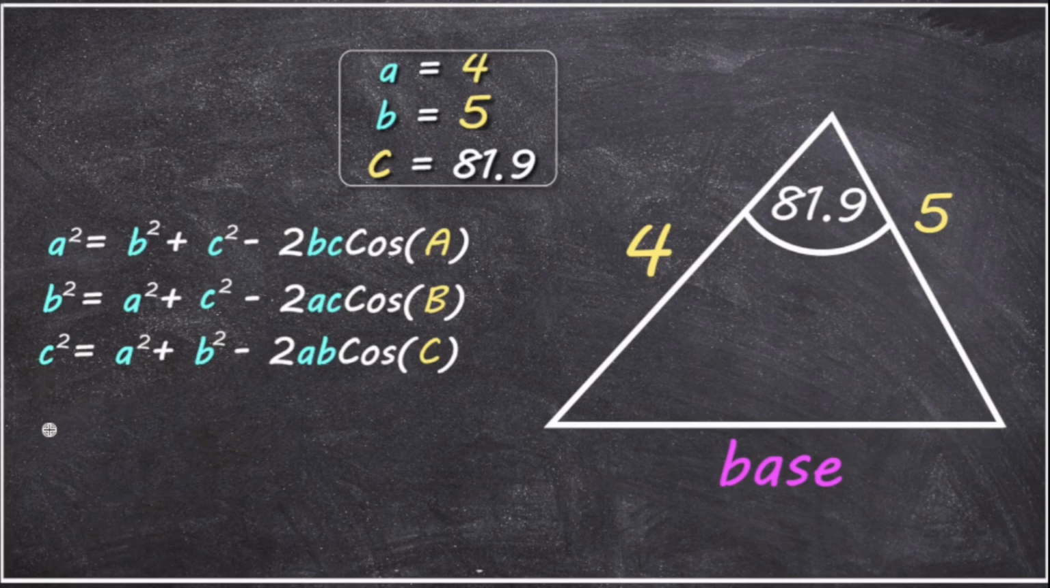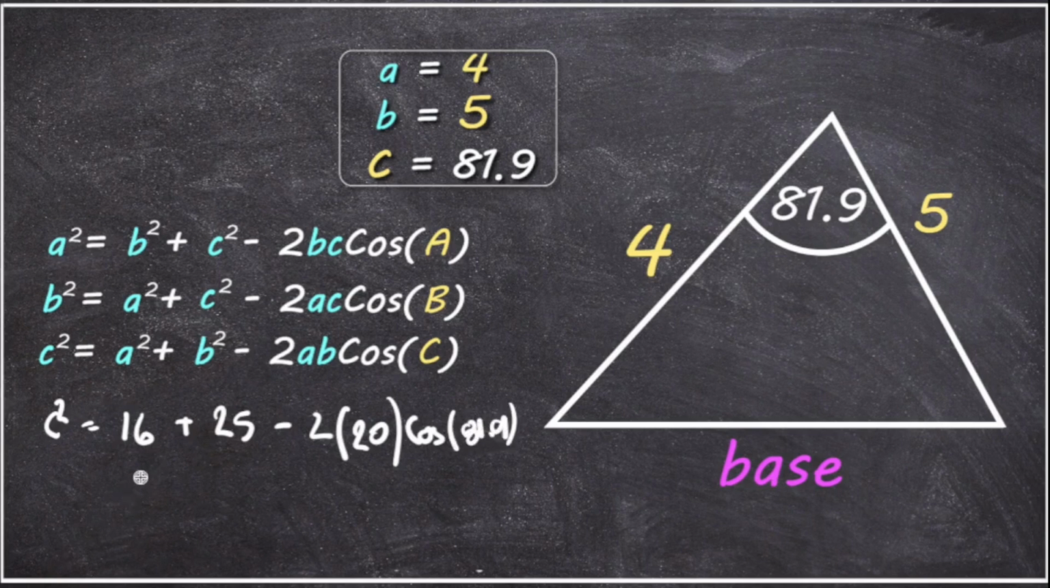triangle. So if we apply all of the values to the right hand side, we're going to get that c squared is equal to a squared. Well, that's 4 squared, so that's 16, plus b squared, which is 5 squared, that equals 25, minus 2a times b. a times b is 4 times 5, so that's 20, times cosine of the angle C, which is 81.9 degrees. We can simplify that even further, because 16 plus 25 equals 41, minus, then it's 2 times 20, which equals 40, times cosine 81.9 degrees. And this will give us a value of c squared.